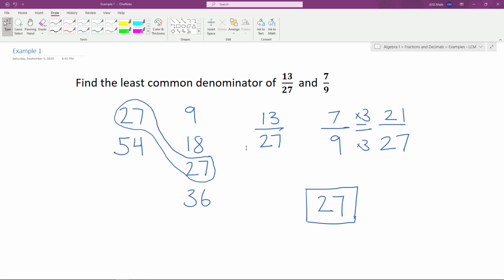So listing out the multiples like this is a pretty foolproof method of finding the LCM. But right off the bat, I can check to see if one of these denominators will divide evenly into the other. And if it does, then the larger one becomes the least common multiple, or the least common denominator. So in this case, if I wanted to take a shortcut, I could say, yes, 9 goes into 27 3 times. It is a multiple of the other denominator. So 27 would be our least common denominator just by looking at these two.